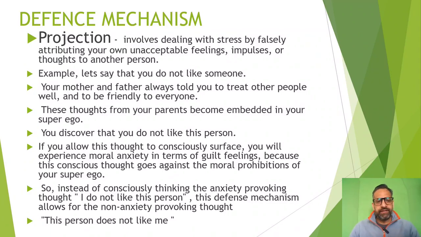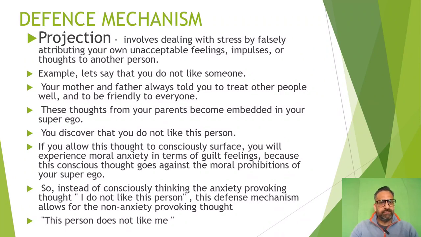The next defense mechanism is projection. Projection involves dealing with stress by falsely attributing your own unacceptable feelings, impulses, or thoughts to another person. For example, let's say that you do not like someone. Your mother and father always told you to treat other people well and to be friendly to everyone. These thoughts from your parents become embedded in your superego.